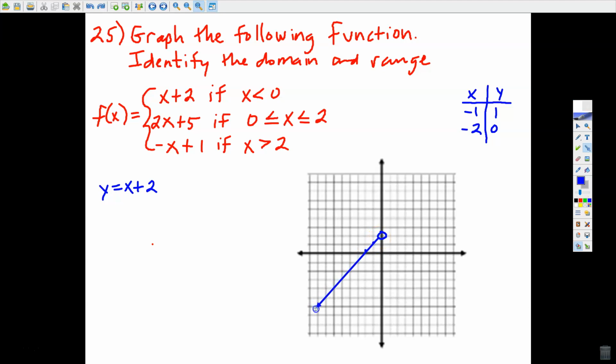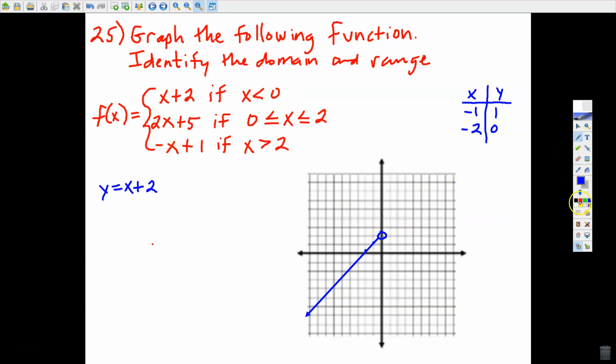Okay, so this is representing that line, but only for x coordinates that are less than 0. If I had gone to here, for example, that x coordinate is 1. And according to this, I can't show any points on this line where the x's are greater than 0. All right, let's do the next one.